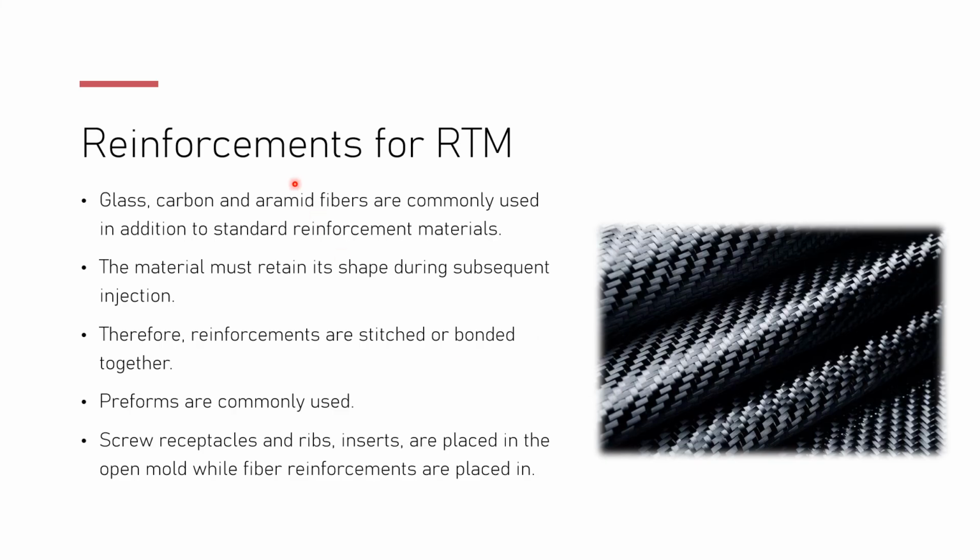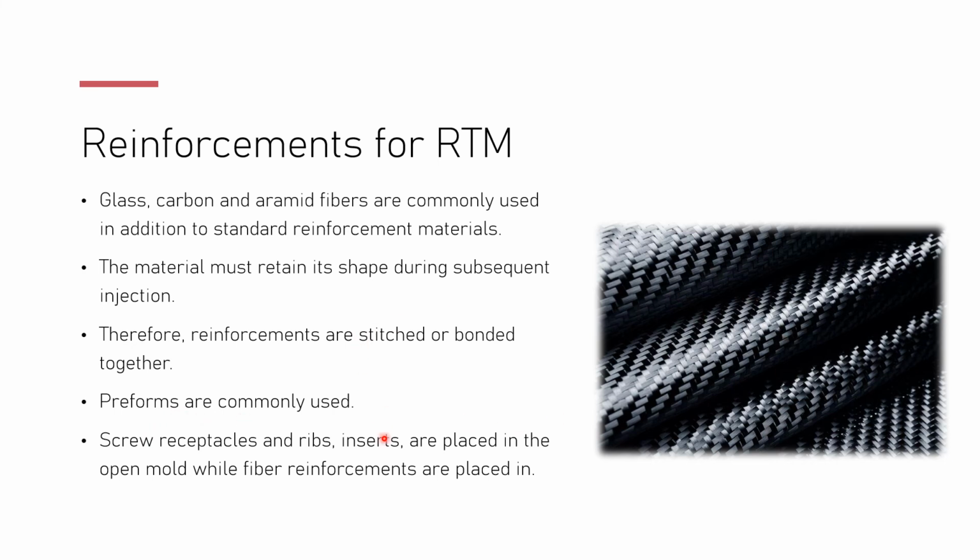So reinforcement, what kind of reinforcement do we use in RTM? We use glass, we use carbon, we use aramid fibers, in addition to the standard reinforcements. The material must retain its shape during the subsequent injection. Therefore reinforcements are stitched or bonded together. And then preforms, okay, preforms are commonly used.